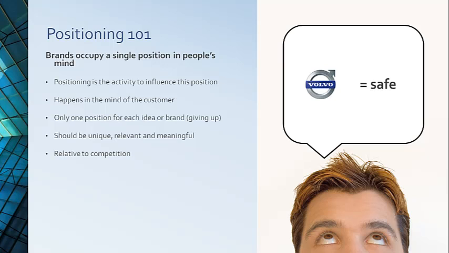Positioning is relative to the competition, meaning Volvo cars are safe only in relation to other transportation methods. It doesn't need to be other cars. So Volvo might talk about the structural rigidity of their chassis or their airbags or their braking, but people are still going to be comparing how safe it is to drive a Volvo versus taking a taxi, for example. So the position in the mind of customers is always in relation to other competitors and other options in the marketplace.